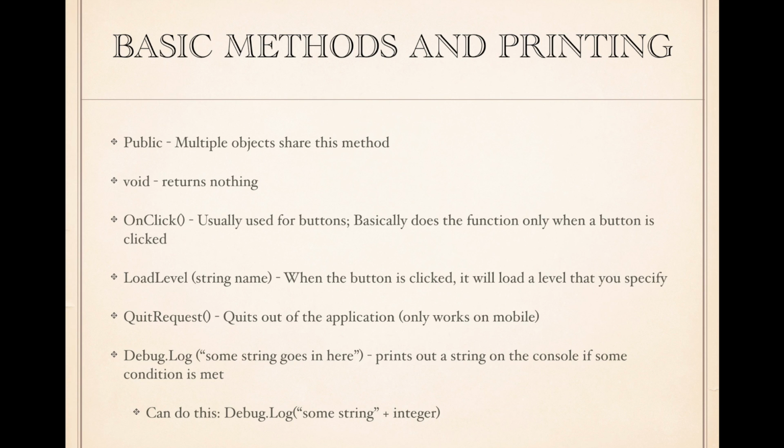Void just means it's not going to return anything. OnClick is used for buttons, and I'll be showing you what that does. But basically, it tells the button what it should do when it is clicked. Load level is basically used for scene transitioning, of course. It loads up another level, and it does terminate the previous level, although it can be brought back.